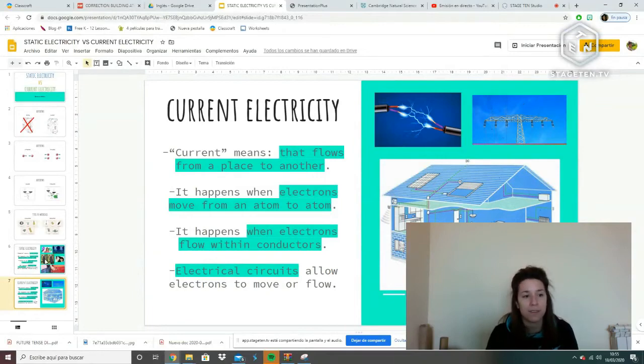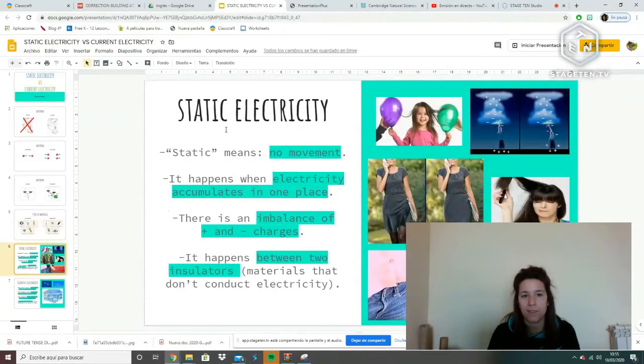So these are basically the ideas and the differences of static electricity and current electricity. Let's remember, static electricity implies no movement. It happens when electricity accumulates in one place. There is an imbalance of positive and negative charges, and it happens between two insulators, okay? Two materials that don't conduct electricity.